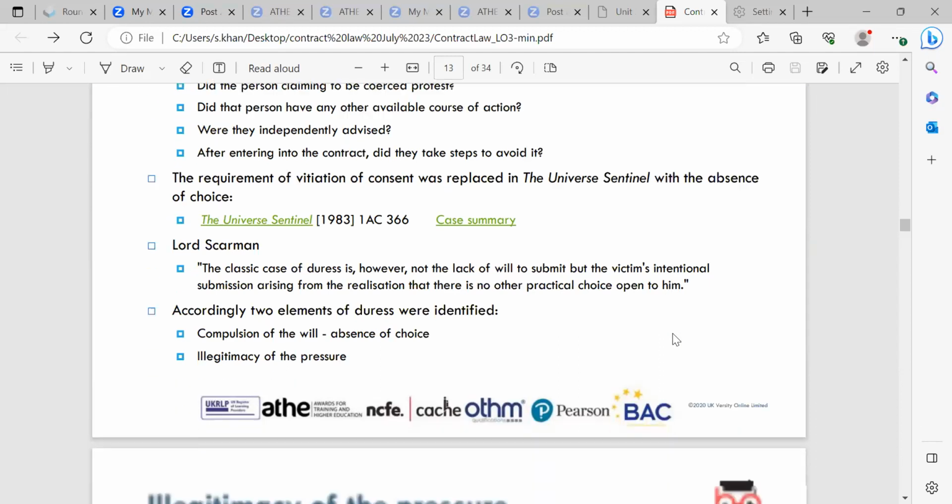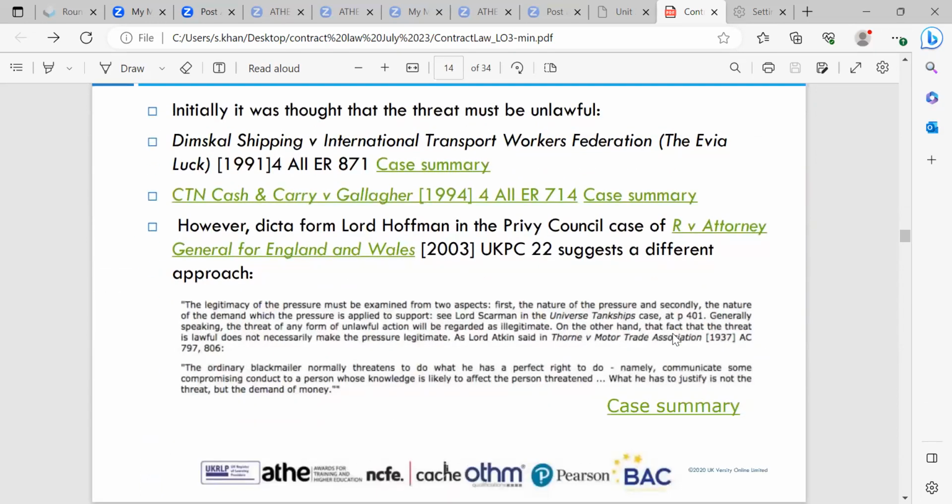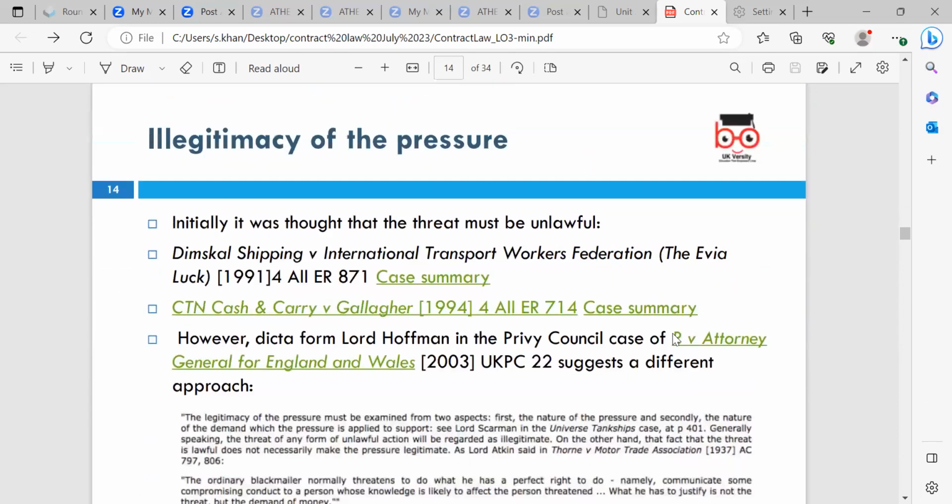So, illegitimacy of pressure. Initially, it was thought that the threat must be unlawful, and the case for this was the Dimskal Shipping and International Transport Workers Federation, and the case summary is there.